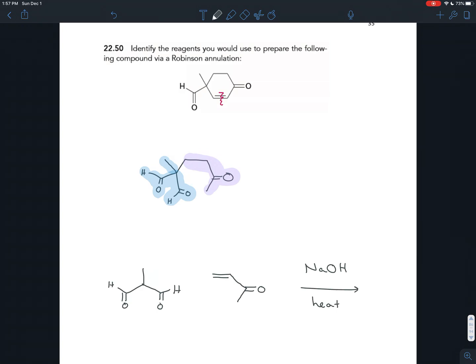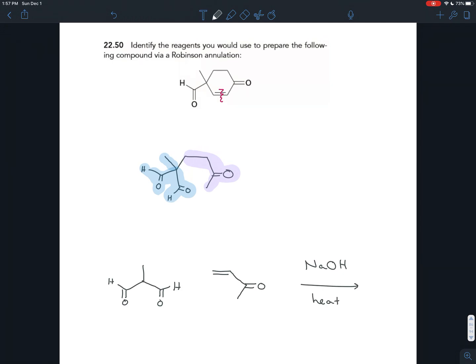But if you're having trouble following this reasoning pattern, that's understandable, and don't feel too stressed about that. But if it doesn't make sense and you want to understand it, definitely reach out to me. I'd be more than happy to explain it in more detail in person, or if you have any specific questions, I'd be happy to answer those in person. And another tack that you might take is to review the Michael additions, and then review the aldol condensations, and then come back to this and see if it makes a little bit more sense.